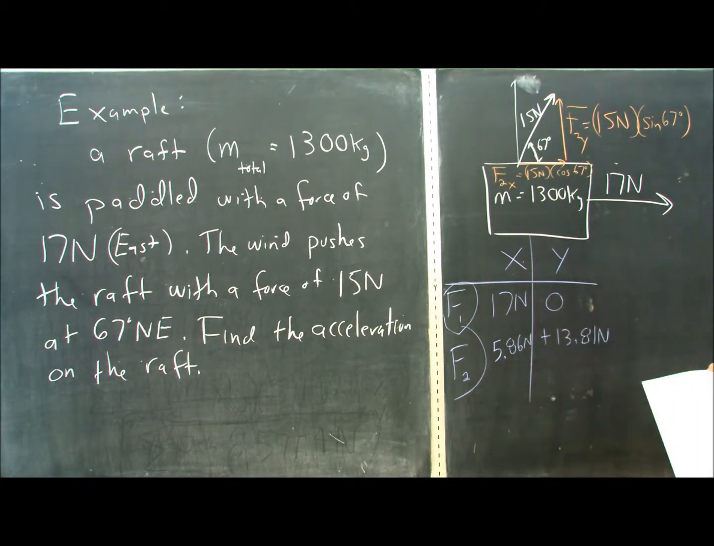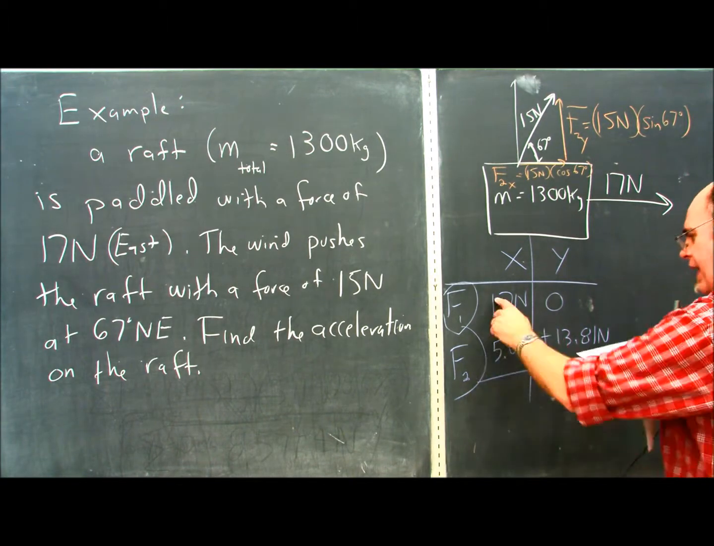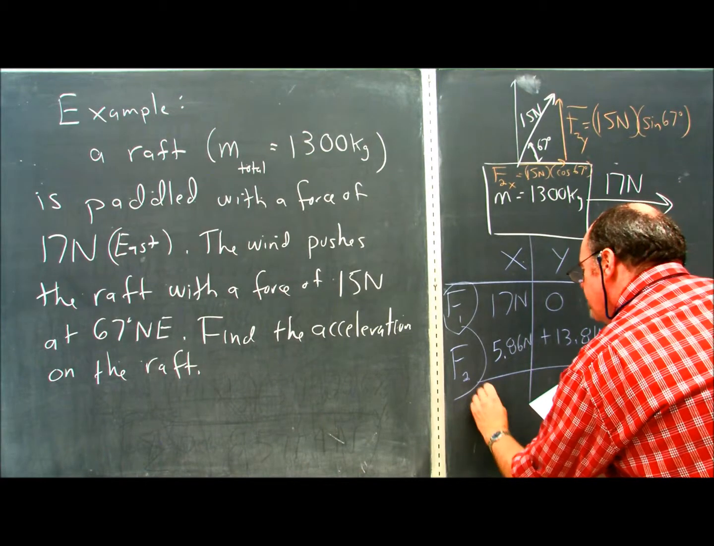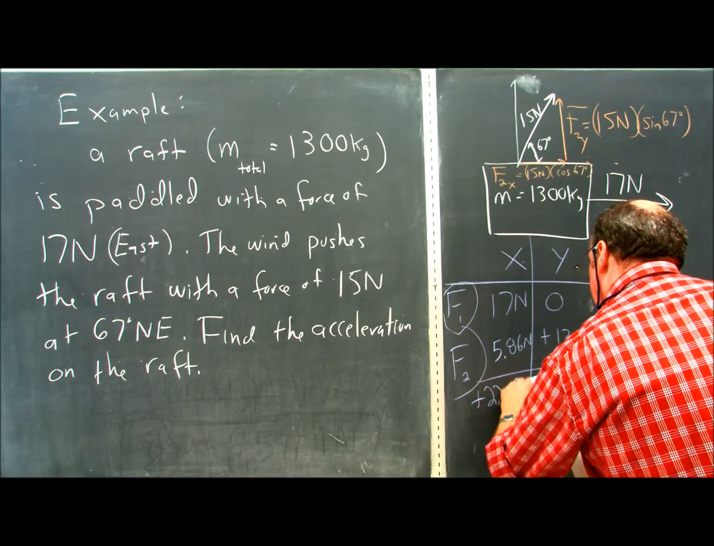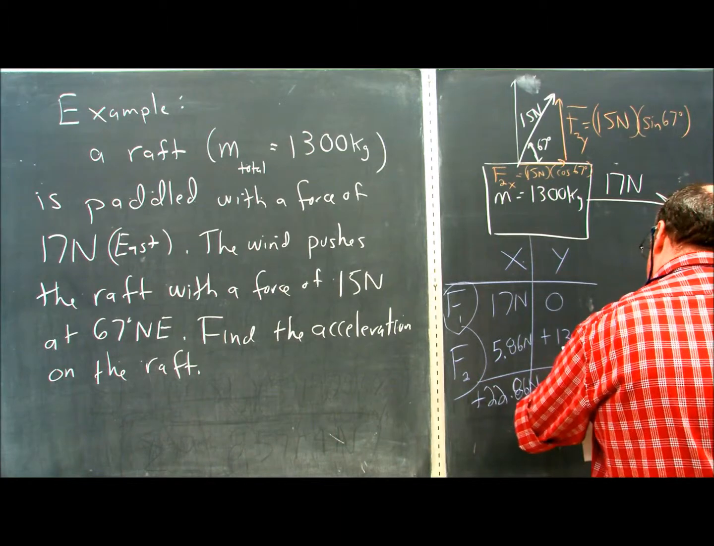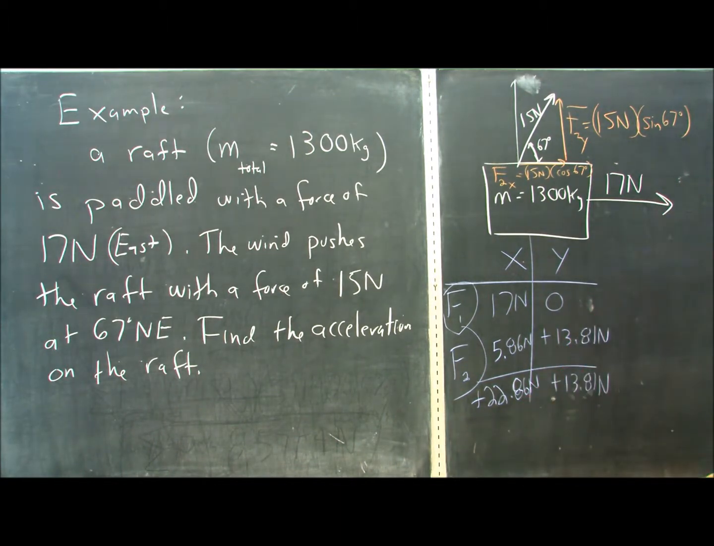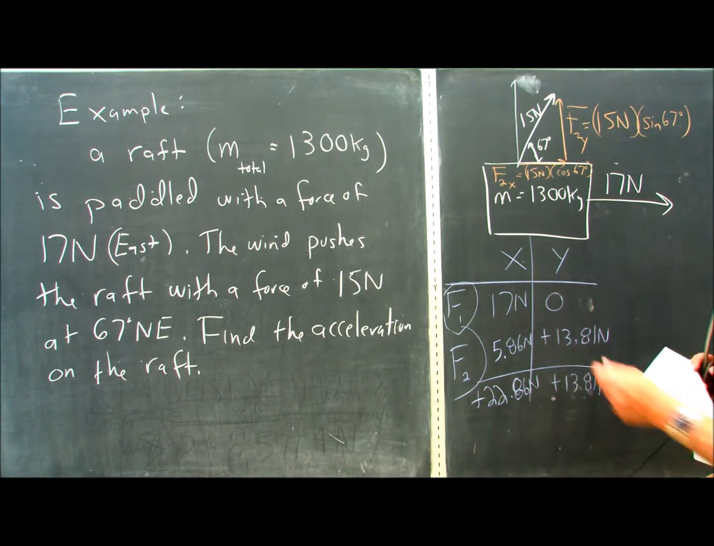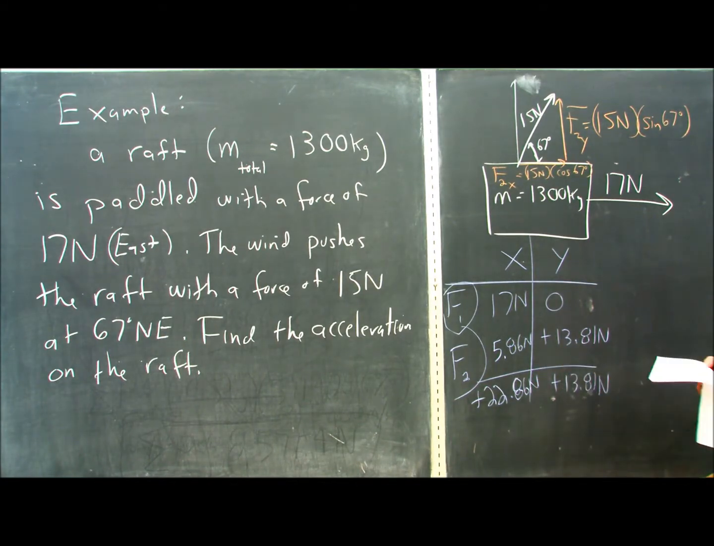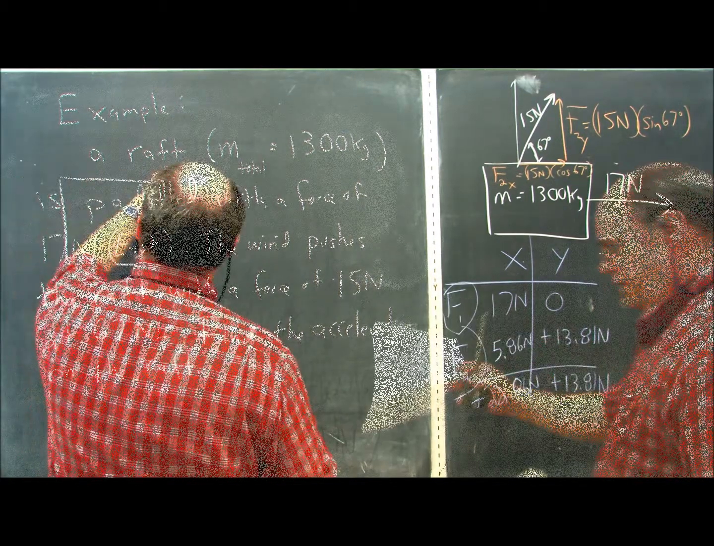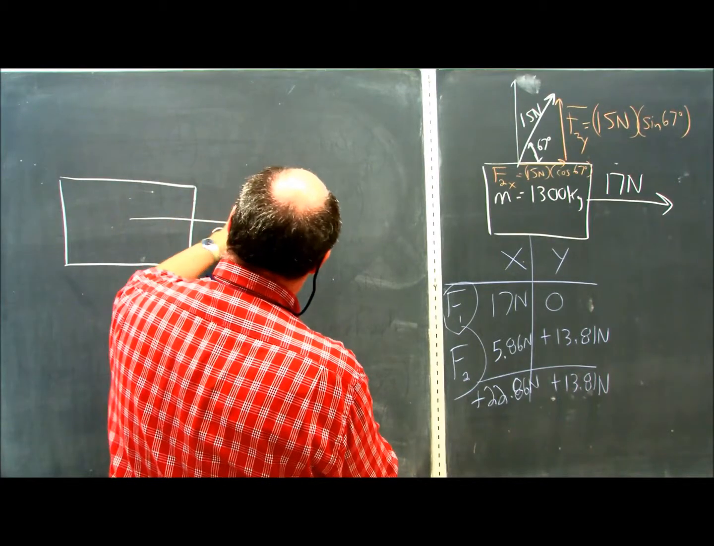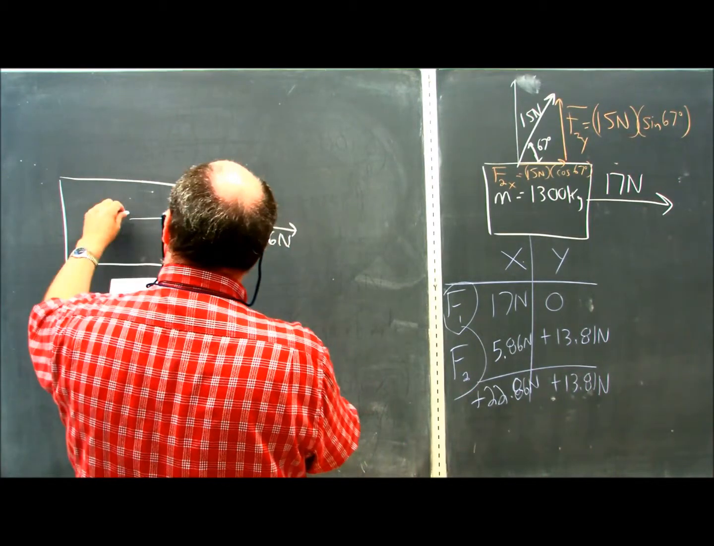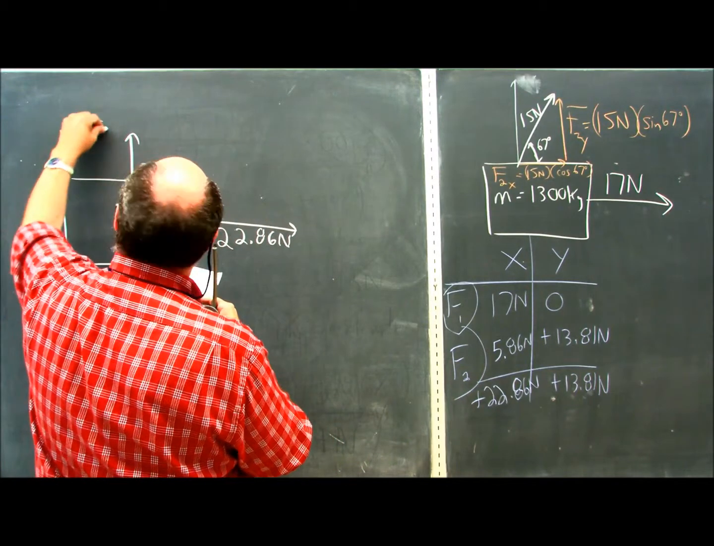The way we did these in Chapter 3 was to go and sum them up. So if I add these two together, it comes out to be a positive 22.86, and this one here comes out to be a positive 13.81 newtons. So that's my overall force that the raft is experiencing right now. So if I were to erase this and draw a picture, the raft is feeling overall a force going to the right of 22.86 newtons, and the raft is feeling an overall force going up of 13.81 newtons.